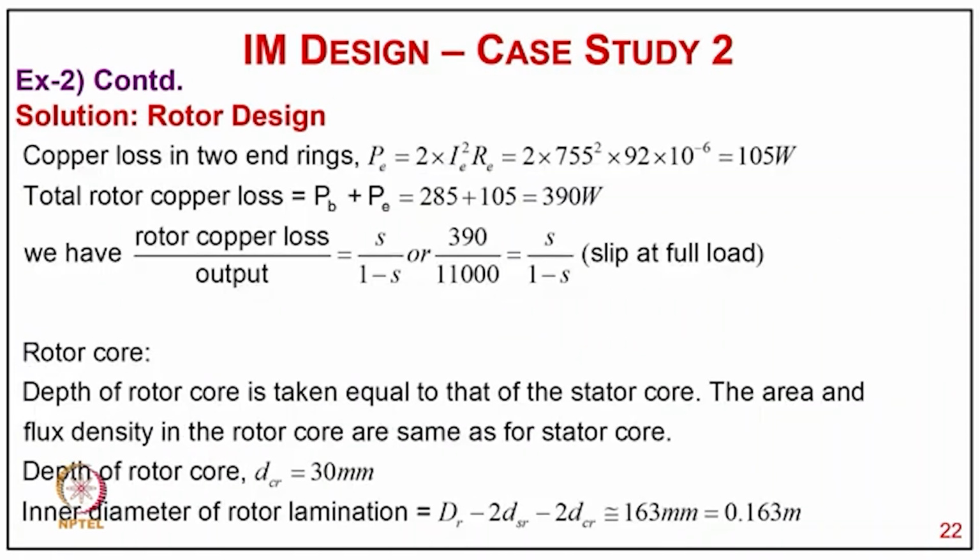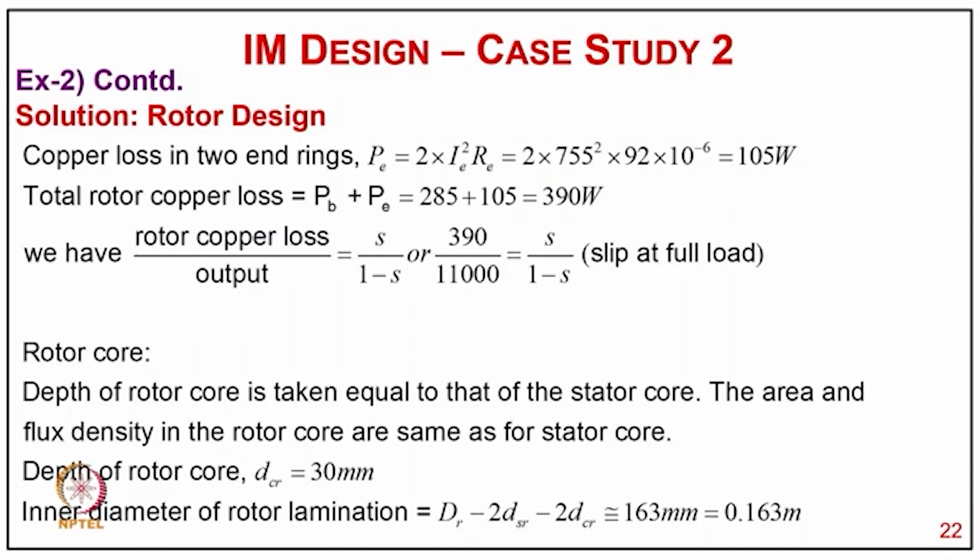Now the copper loss in the two end rings, or winding loss in the two end rings, is PE equals 2 into I square RE. Putting in the values, it comes to 105 watt. And the total winding loss in the rotor is PB plus PE equals 285 plus 105, which is 390 watt. We have the rotor winding loss divided by output as S upon 1 minus S, and giving the values from here for S upon 1 minus S, we can find out the full load slip from this relation.